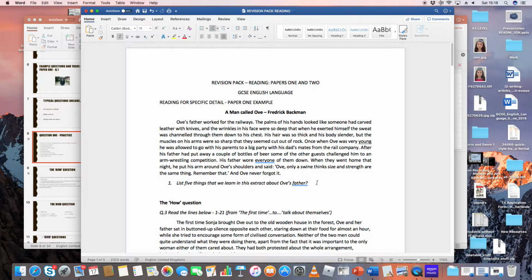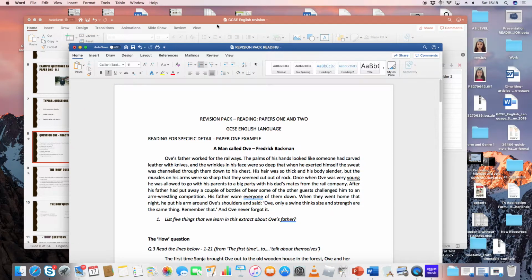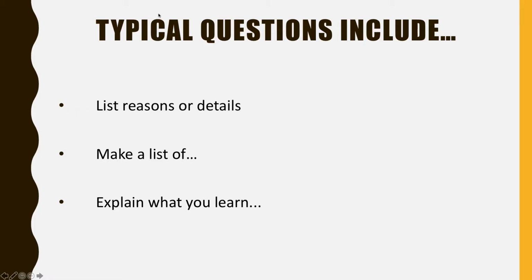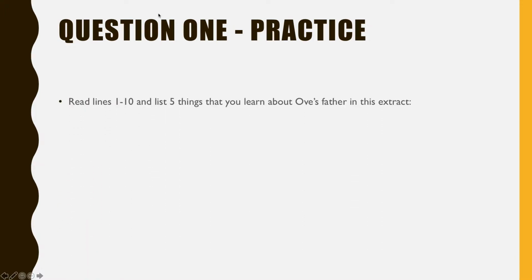I want you to pause the video, read through this, and then write down in your books 5 things that we learn in this extract about Ove's father. Remember, you're looking for a mixture of implicit and explicit information. Okay, so welcome back. For this question, there will always be more than 5 things that you will be able to find.